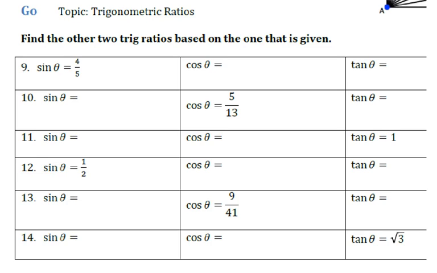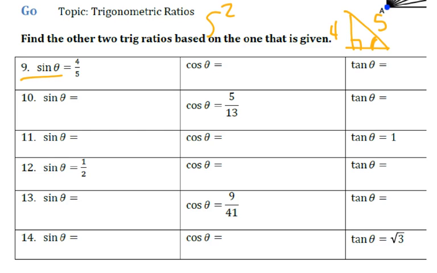Alright. Now this one, the go, is dealing with trig again. So you're finding the other two trig ratios based on the one that is given. So you've got a right triangle. Sine, we know, is opposite over hypotenuse. So my hypotenuse is 5, my opposite side is 4. We'll say this is the angle we're going with. Do we know what the cosine is? Do we know what the tangent is? Well, we can figure that out fairly easily. We just use the Pythagorean Theorem.